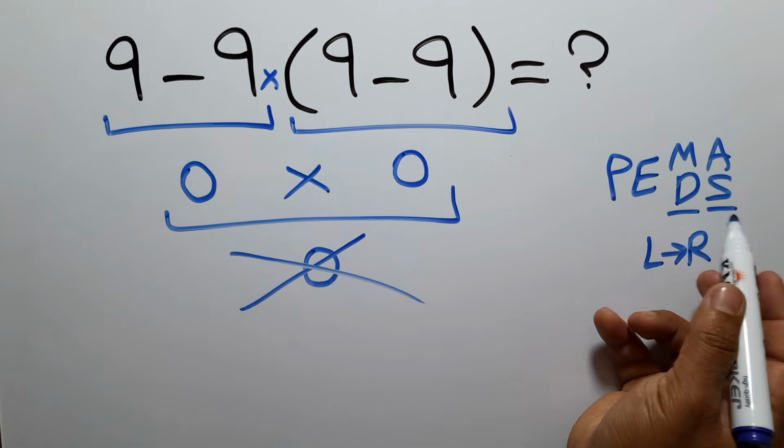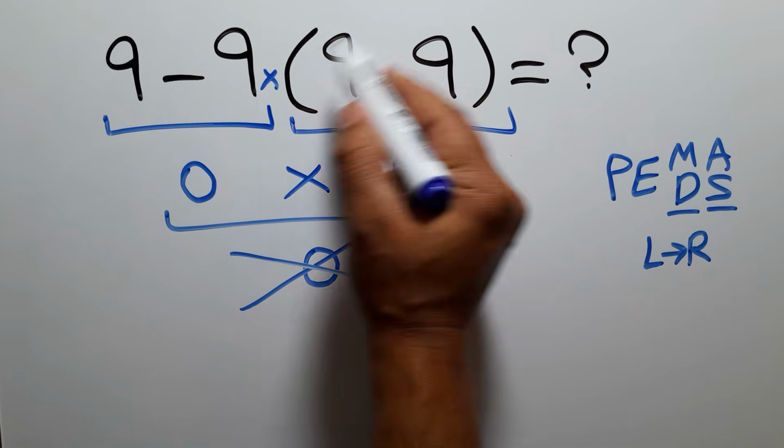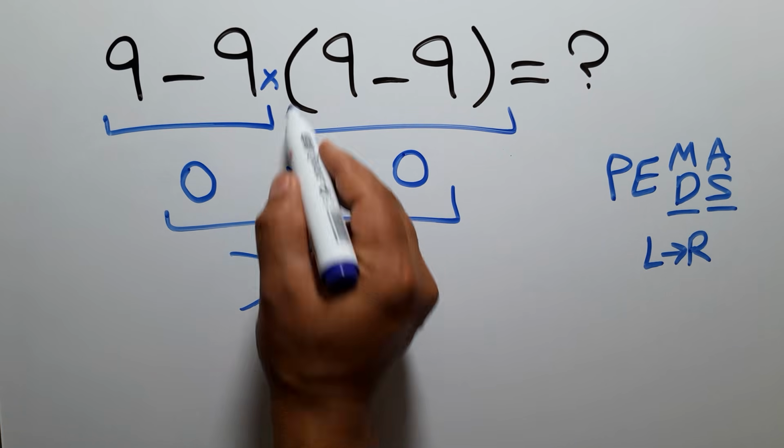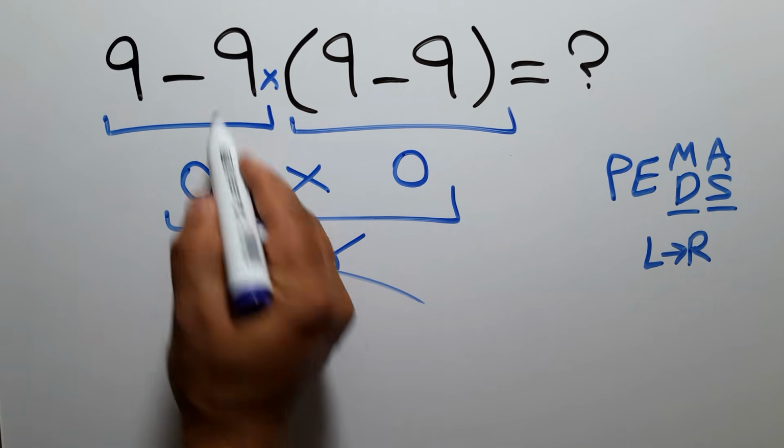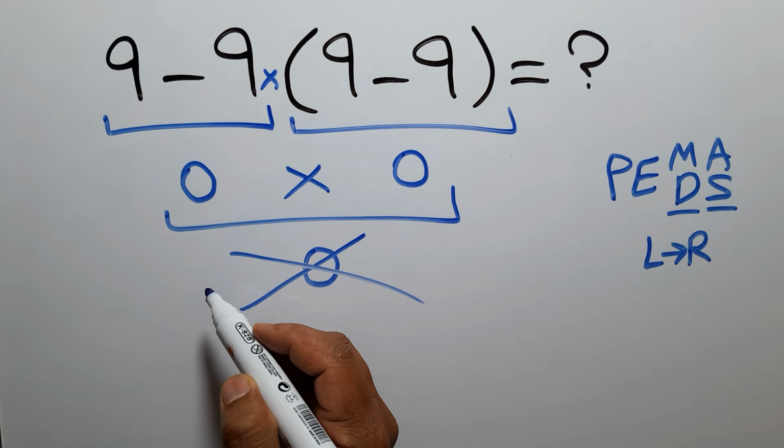Okay, so according to the PEMDAS, first we have to do this parentheses, then this multiplication, and finally this subtraction. If we do this subtraction before this multiplication, it is wrong.